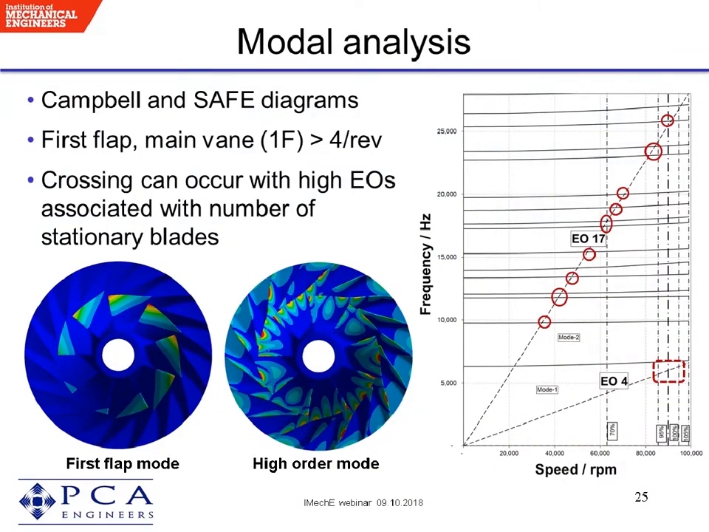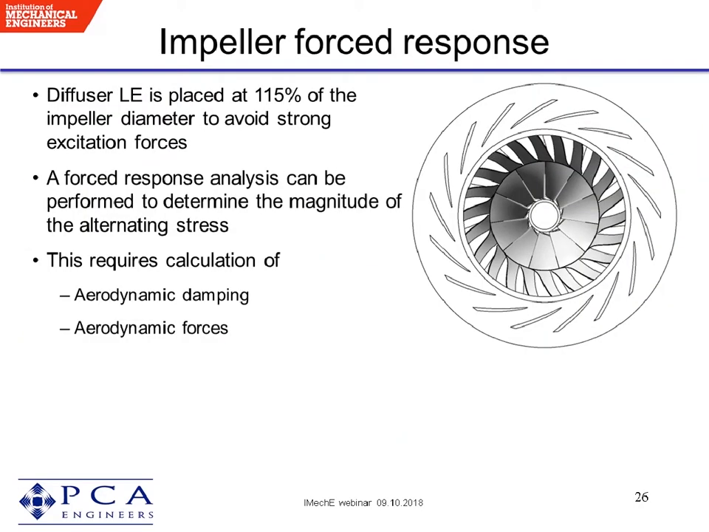Regarding the vibration, it is a common requirement that the impeller first flap frequency should be above 4 engine order. Regarding higher engine orders, the number of stationary vanes can be chosen in such a way to avoid interference near the design speed. But crossing cannot be avoided at all speeds. One strategy is to avoid having strong excitation forces by moving the leading edge of the diffuser further downstream. And a radius ratio of 1.15 is typical in most of our designs at PCA.